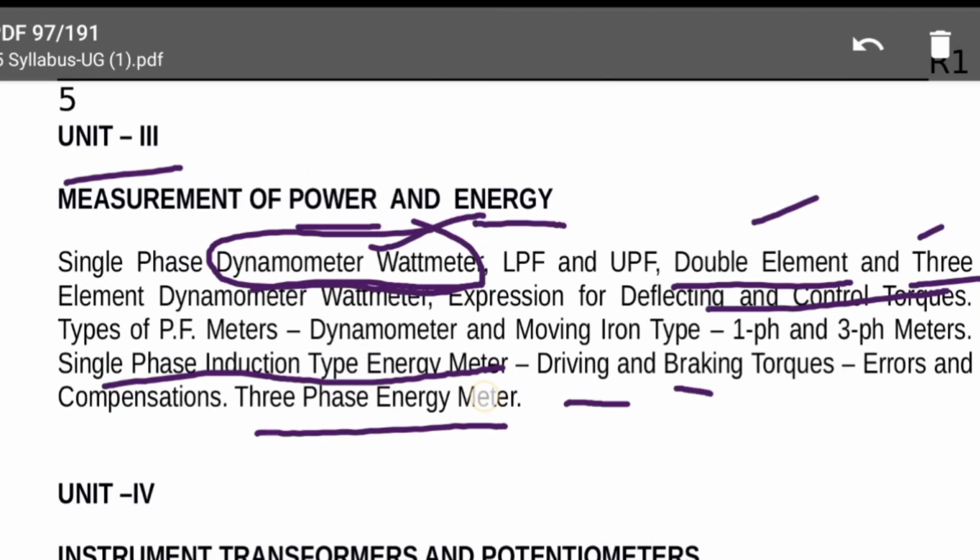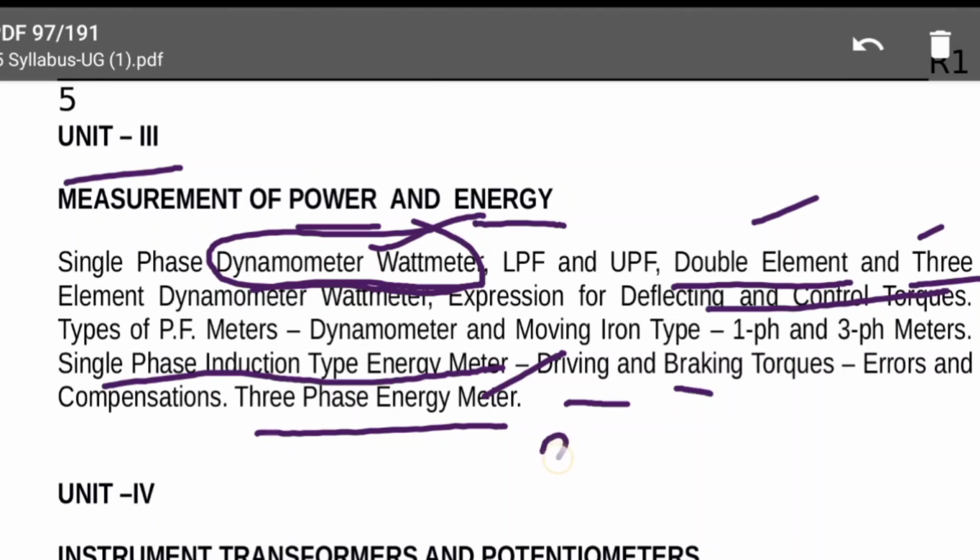From this you will get at least 10 marks from wattmeter and energy meters. As the name says, according to the chapter, you will get 10 marks. Energy meter, all power wattmeter. From the wattmeter or energy meter, you will get 10 marks question.